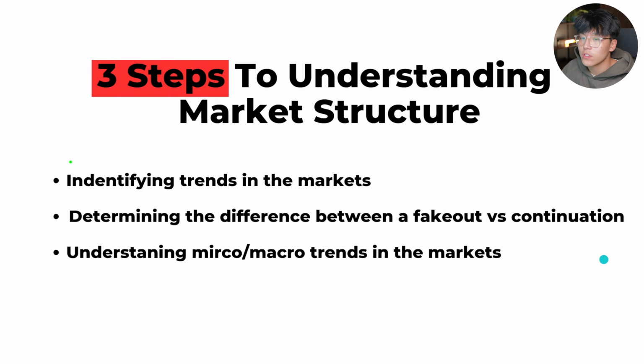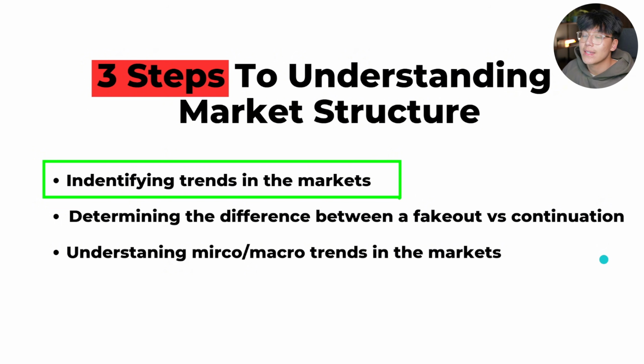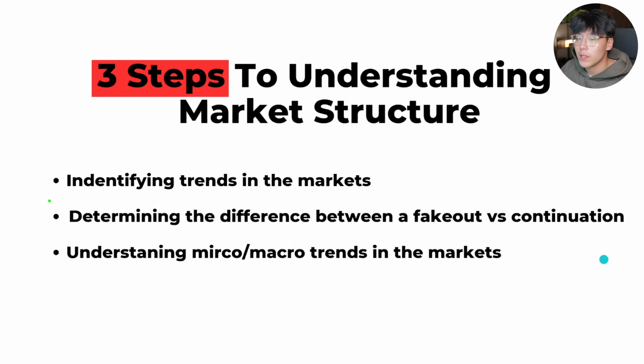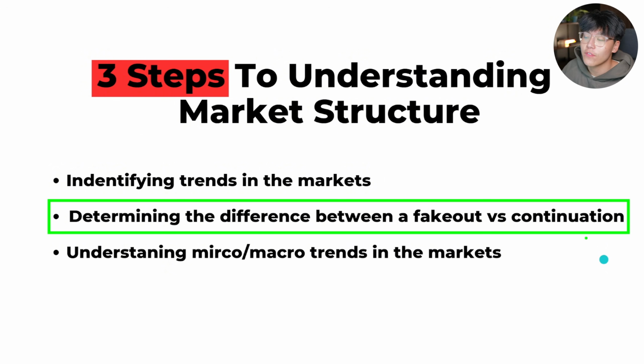Number 1, the first thing that we want to look for is identifying trends in the markets. So the basics of market structure is being able to identify trends. If we're in an uptrend, if we're in a downtrend, if we're consolidating, this is the basics of market structure, being able to identify these trends on the higher time frames. Next, what we're going to be looking for is determining the difference between a fake out versus a continuation.